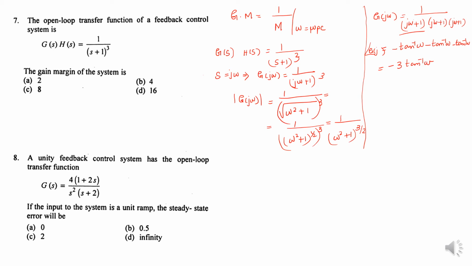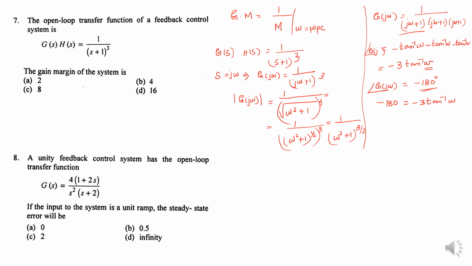Next, the frequency at which the phase angle reaches minus 180 degree, that is known as phase crossover frequency. The frequency at which phase angle, phase angle means what? G of j omega that reaches minus 180 degree, that frequency is known as phase crossover frequency. So minus 180 equal to minus 3 tan inverse omega.